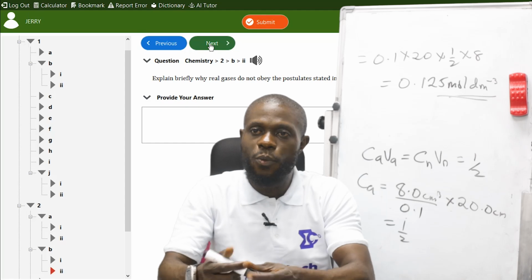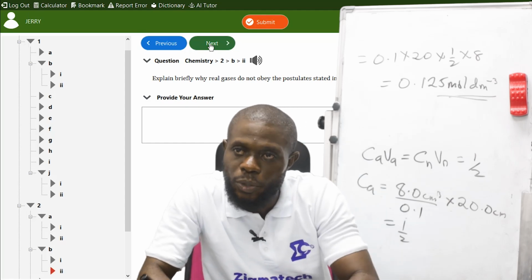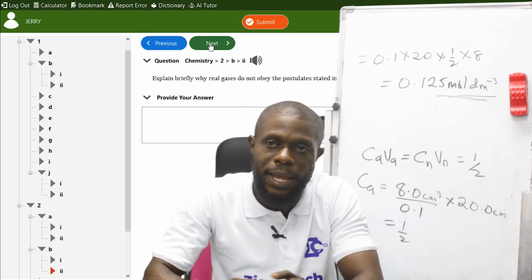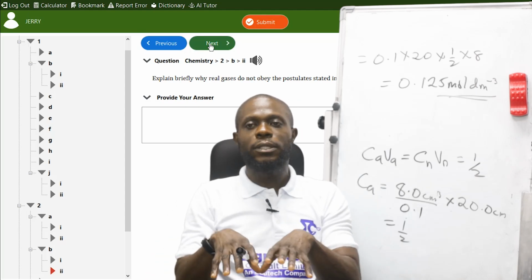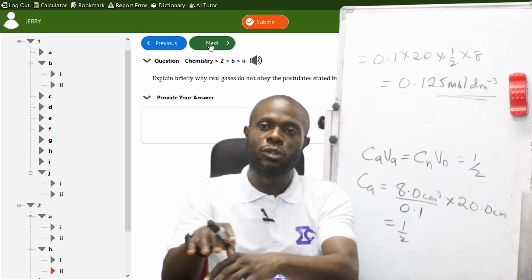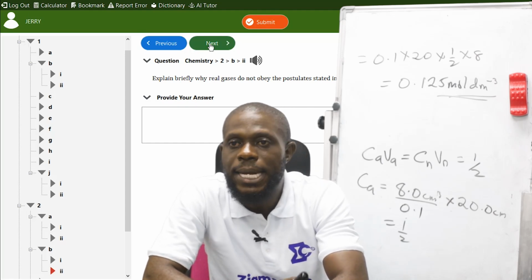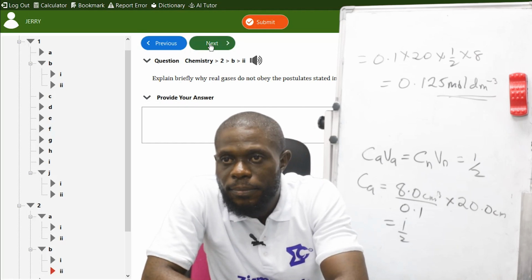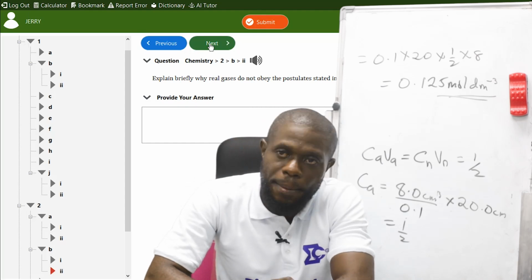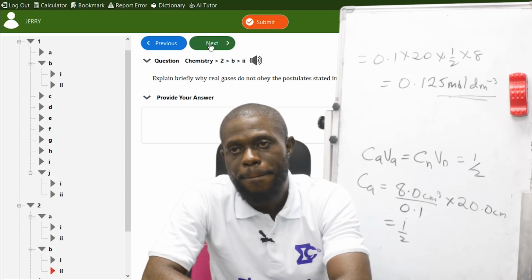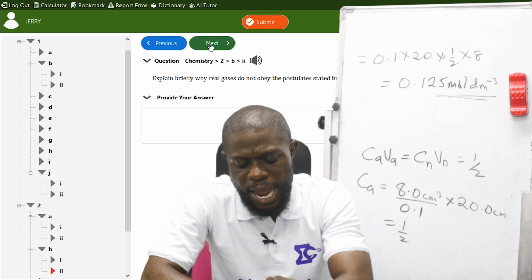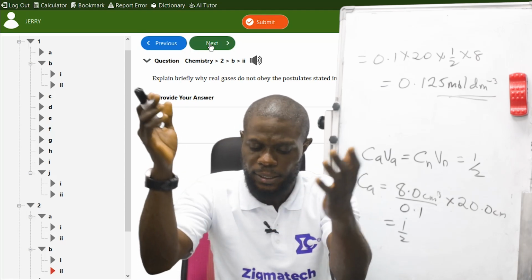Now I say, explain briefly why real gases do not obey the postulates you stated in 2bi. Why do real gases not obey them? For example, real gases are gases that occupy space.